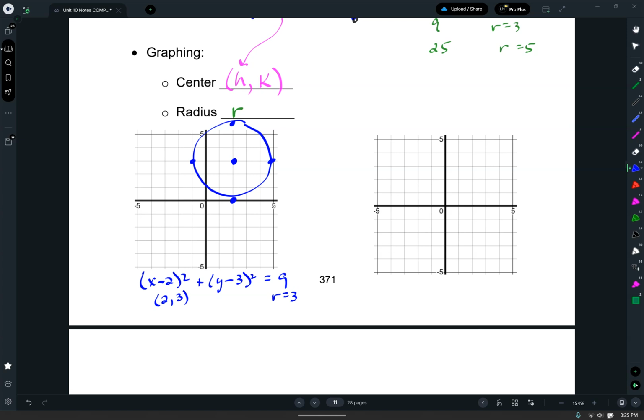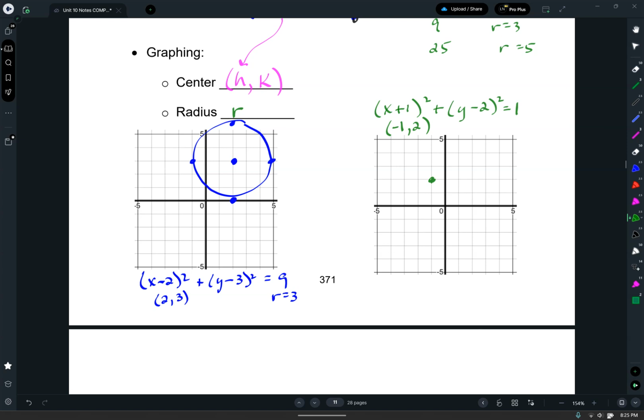Let's try another example. Let's say on this one, I have the equation x plus 1 squared plus y minus 2 squared equals, let's do this, equals 1. Okay, so the center, remember, is the numbers in the parentheses. So the center, and it's the opposite. So the center is going to be at -1, comma, positive 2, right? I'm taking the opposite of the sign. So -1, positive 2 is my center.